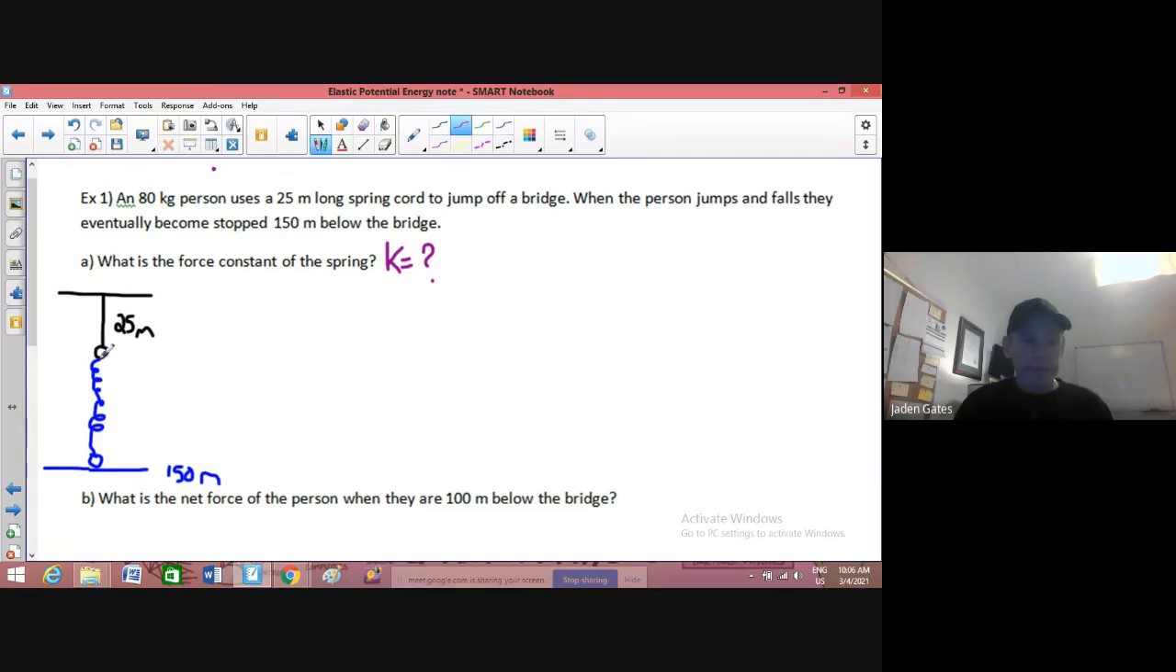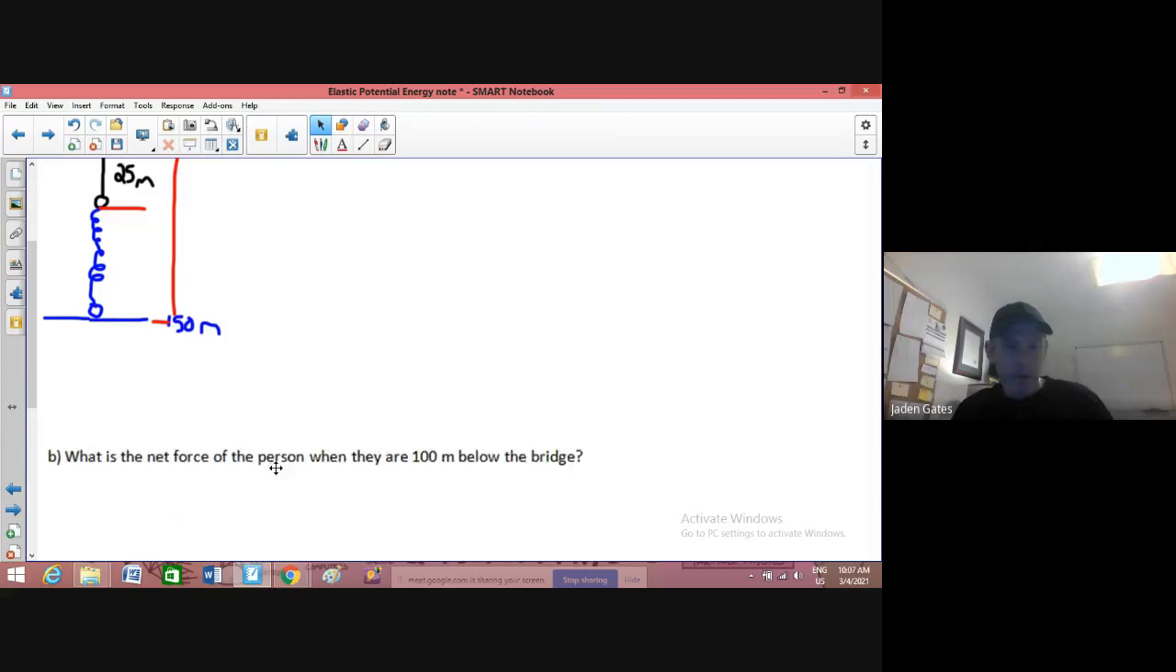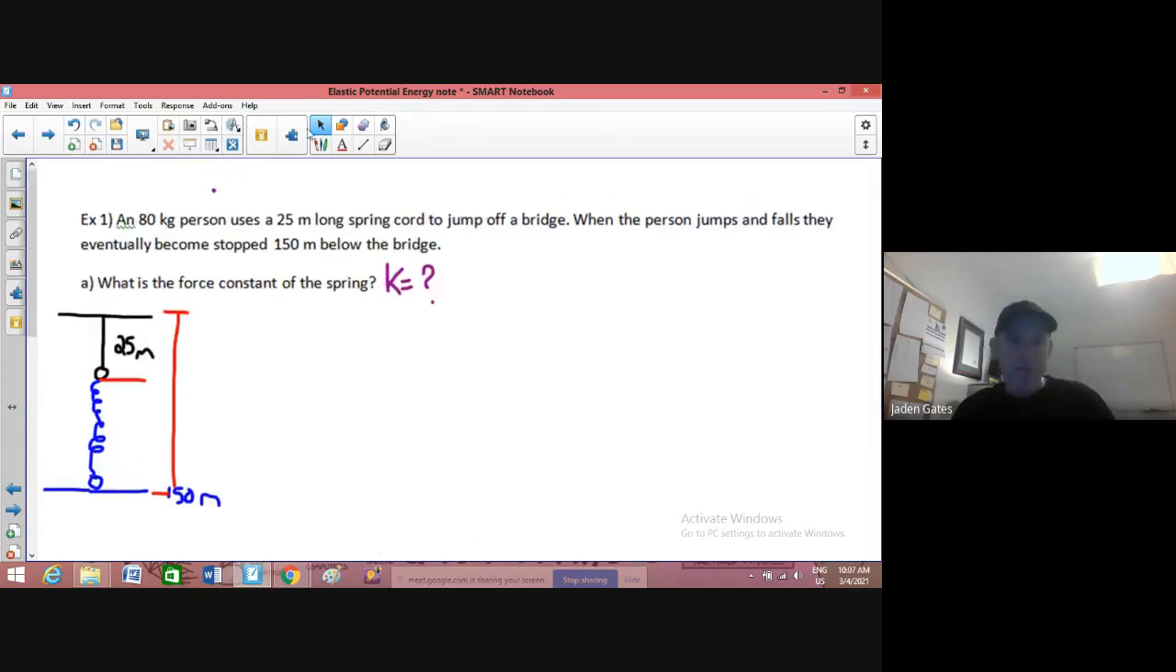Okay. All right, so there's where we started. Now we hang down to 150 meters. So that's 150 meters all the way down. All right, so what we're looking for is the force constant of the spring. Now, here's the key: I'm at the very bottom here, so I'm going to move this person out a bit, and they're right here. The key is that they are stopped below the bridge.